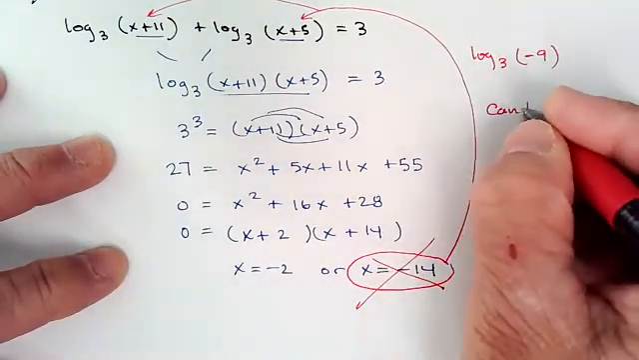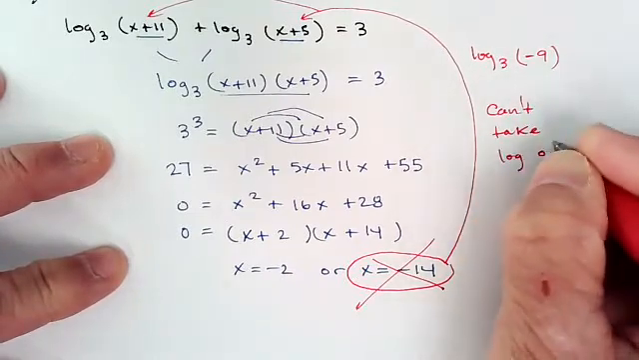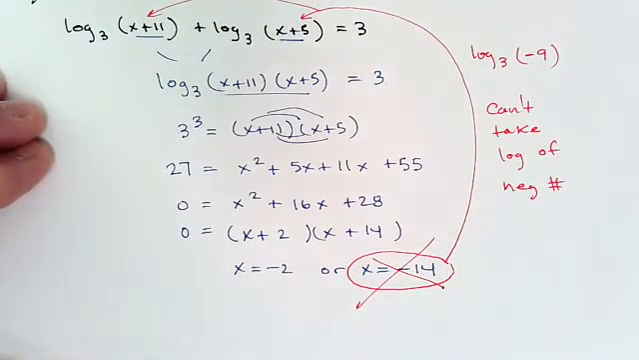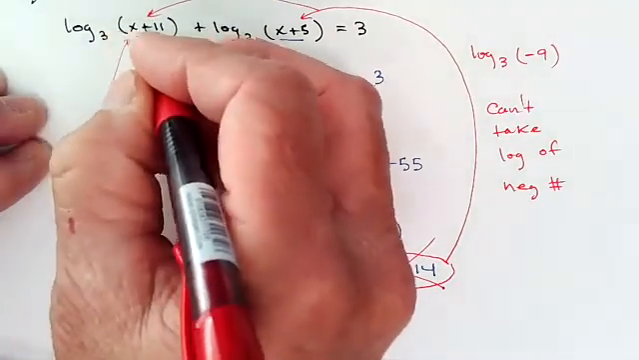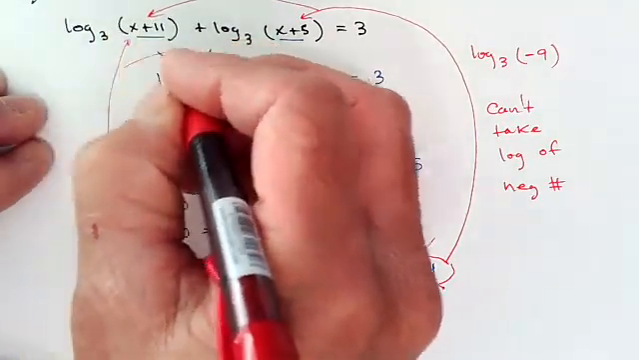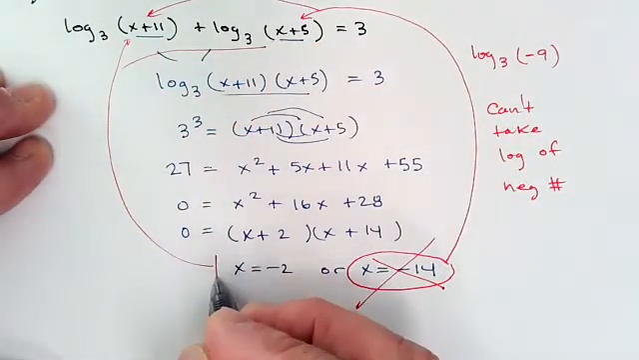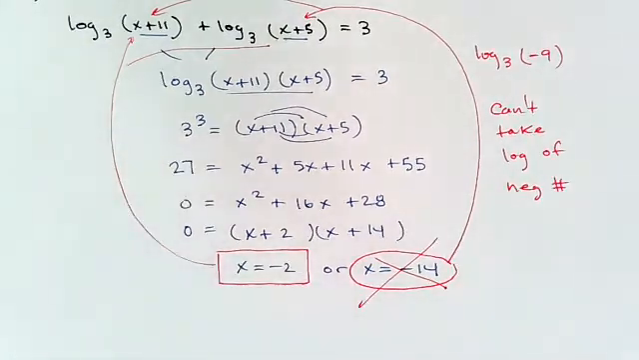Can't take the log of a negative number. The -2, if you test that, -2 plus 11 is positive, -2 plus 5 is positive. If that's the case, we're going to trust our math that that answer is okay. So our one and only answer here would be -2.